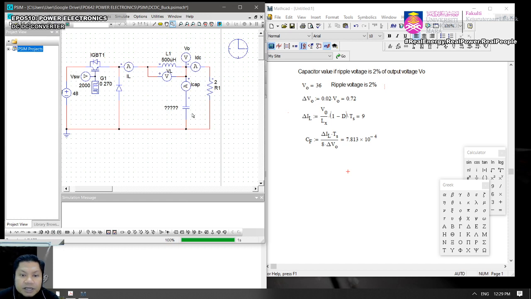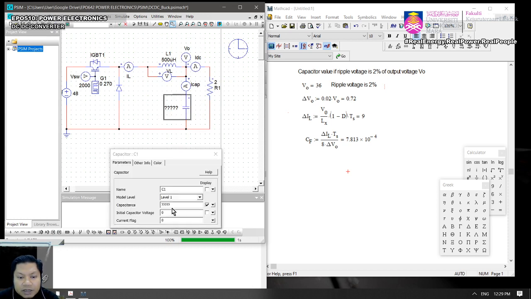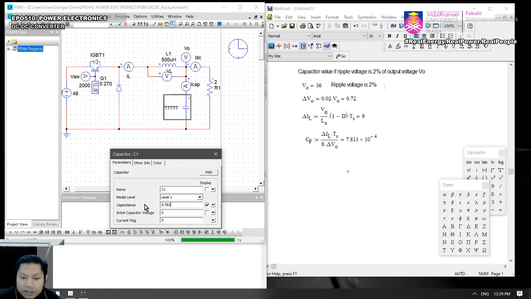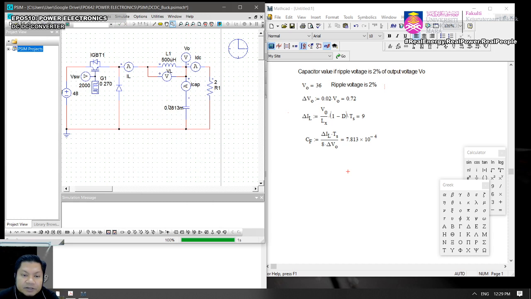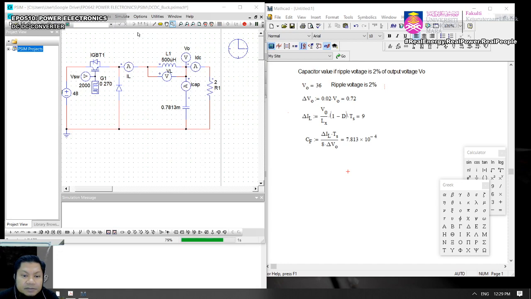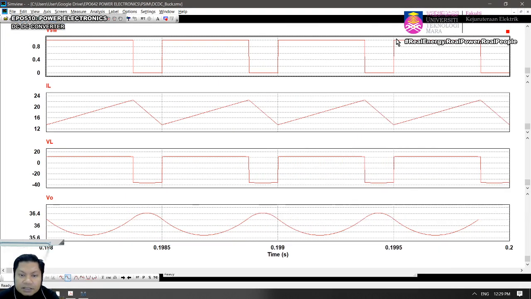So I'm going to put that into my simulation again. Remember, this is the original simulation circuit, 2 ohm with 500 microhenry. So I'm going to click and change that to 0.7813 millifarad, isn't it? So it's enough for me to put the unit to inform the PCM it is a millifarad. Then run the circuit again, and that gave me this form.